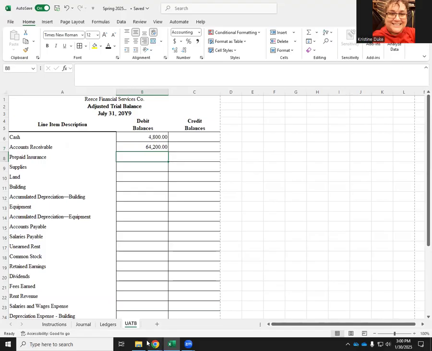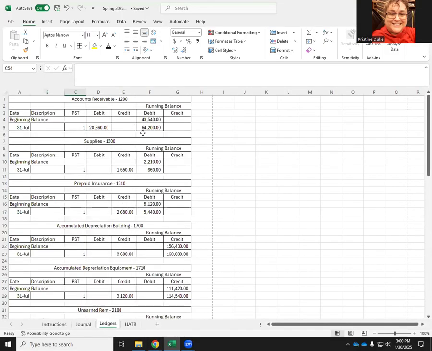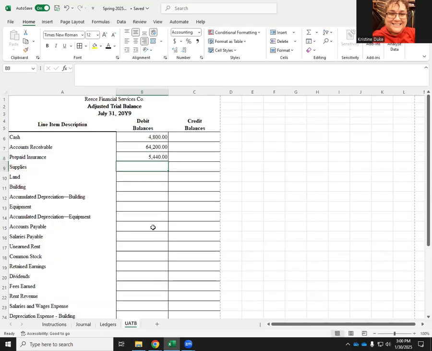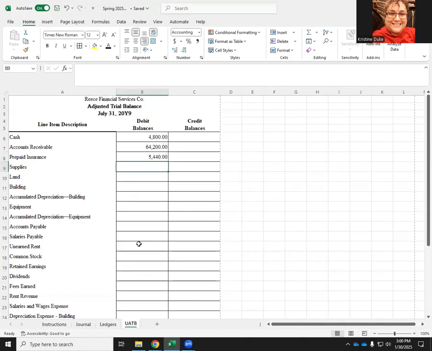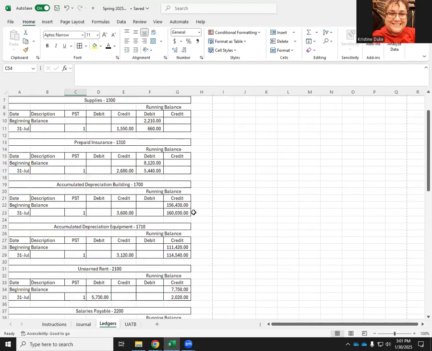Prepaid insurance also changed. So let's see what the new one is. 5,440. So did supplies. 660. Land did not change. 128,030. Building did not change. Land does not depreciate. That's why we didn't do anything with it. Okay, never depreciates. So here's my building. I know that I had my accumulated depreciation building 160,030.